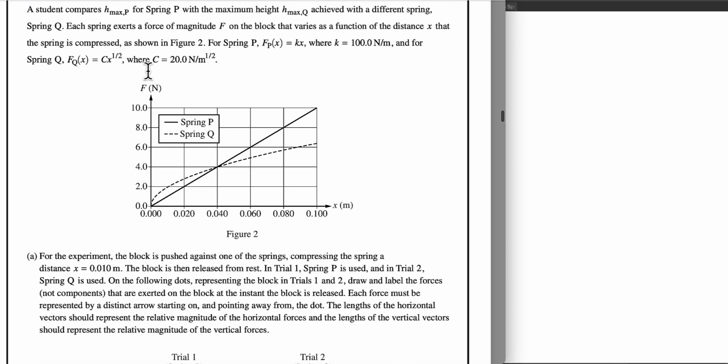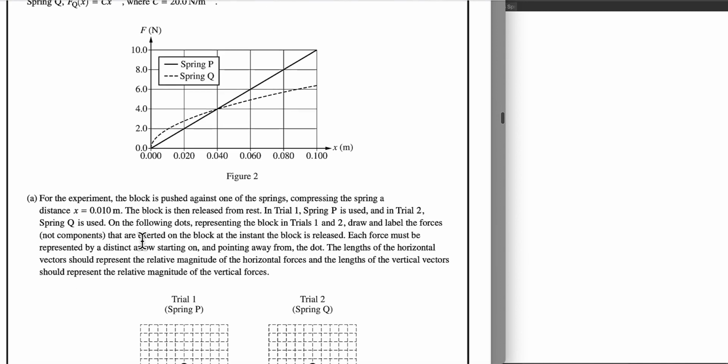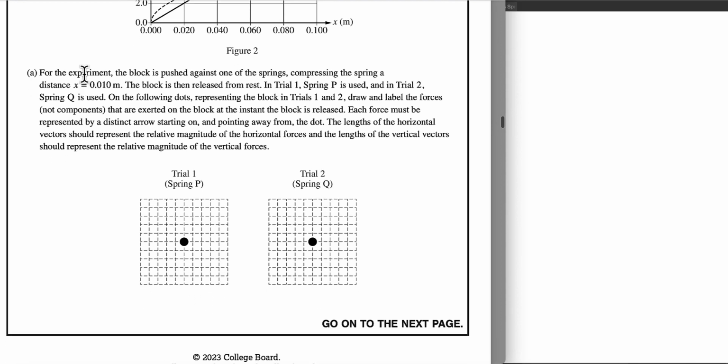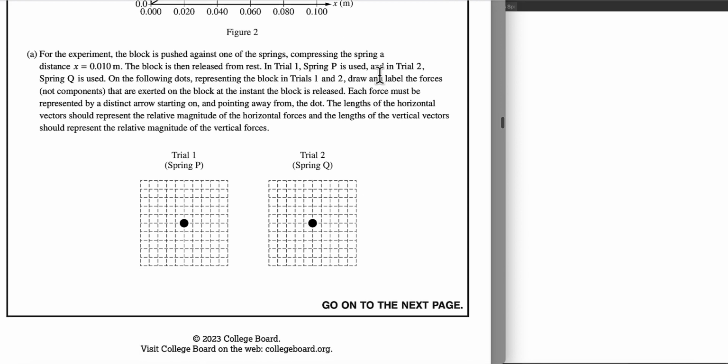Here, the coefficient c is also given. It's 20 newtons per square root meter. Now let's look at question A. For the experiment, the block is pushed against one of the springs, compressing the spring a distance x equals 0.01 meters. The block is then released from rest. In trial 1, spring P is used, and in trial 2, spring Q is used.